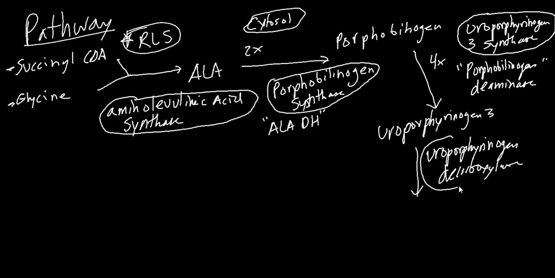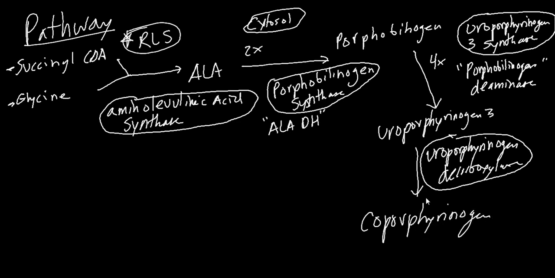Decarboxylase. Uroporphyrinogen 3 decarboxylase enzyme. All these names, they all kind of run together if you say it long enough. And this enzyme is going to create a coproporphyrinogen molecule. Now, this coproporphyrinogen is going to travel back into the mitochondria. So remember, we are in the mitochondria to begin with. We left to venture into the cytosol. Now we're going to venture back into the mitochondria.